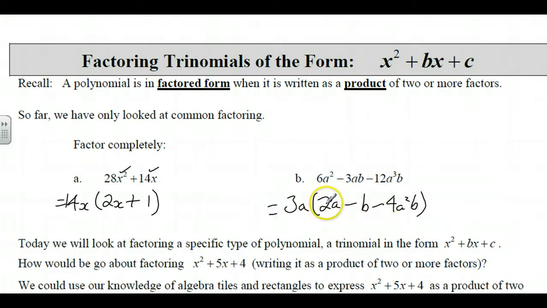Okay, your checks. Number 1, is there a common factor of any of the numbers? No. I have 1, 2, and 4. Do they share any letters in common? No. Multiply it out. 6a squared minus 3ab minus 12a cubed. A squared times a is a cubed b. So that all checks.